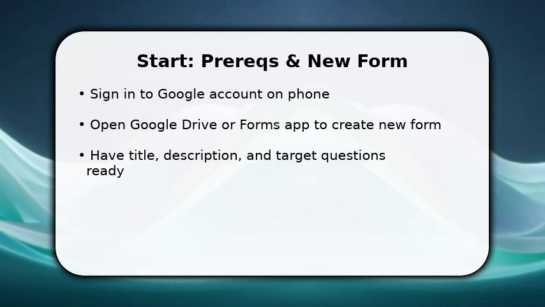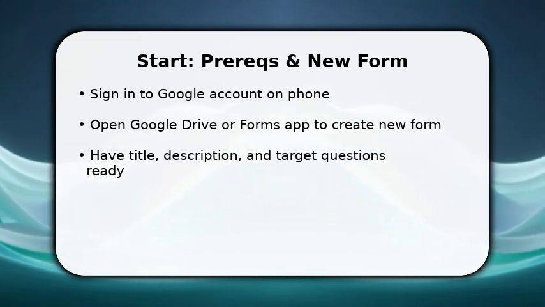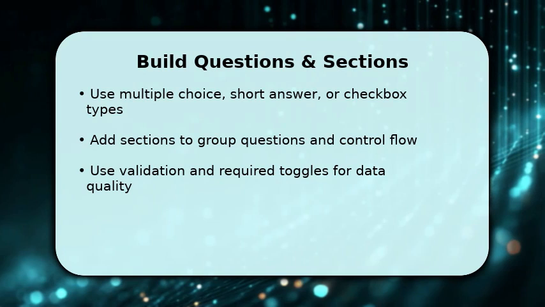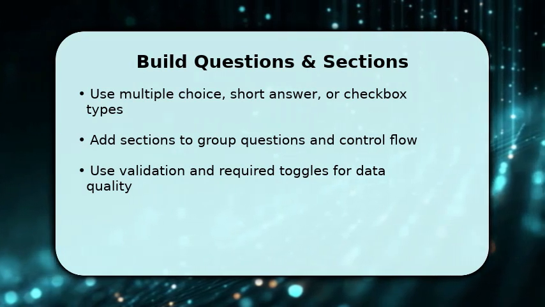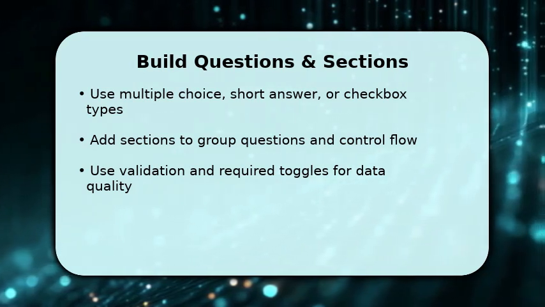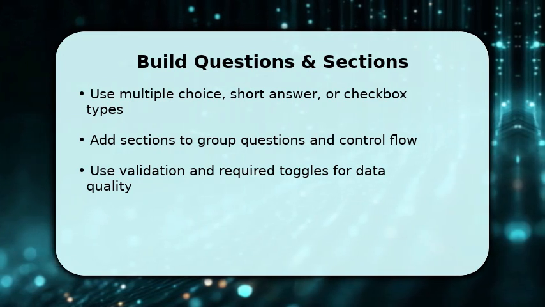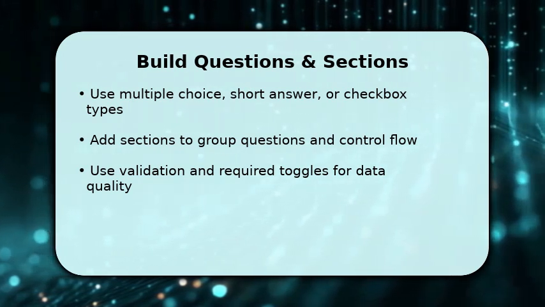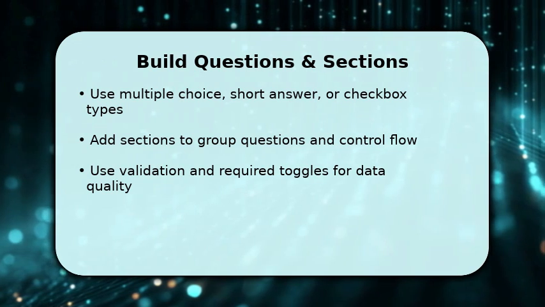Continue building by selecting question types that fit your data. Multiple choice for single answers, checkbox for multiple selections, short answer for text. Tap the three-dot menu to add section breaks so respondents see logical groups. This also enables conditional branching.